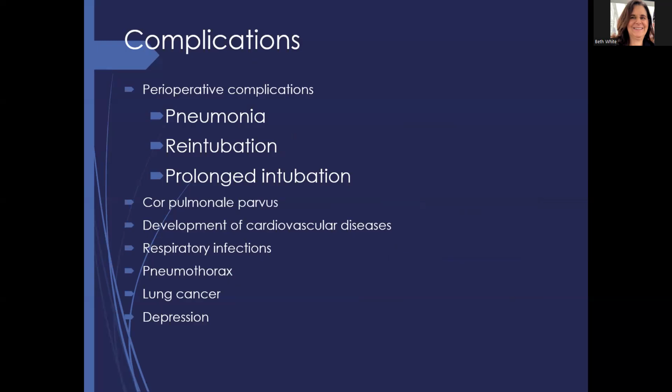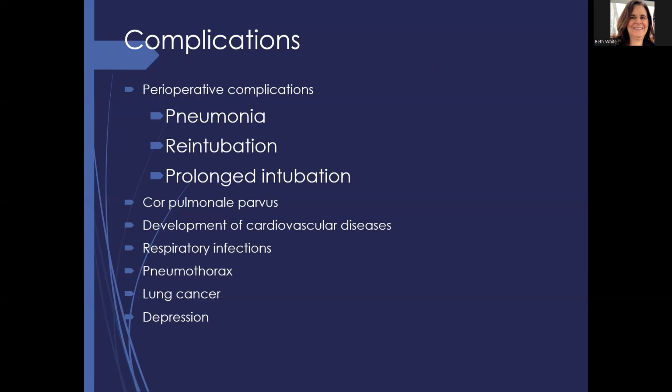Complications of chronic obstructive pulmonary disease. Perioperatively, so the patient's going to have surgery, they could get pneumonia afterwards. They could be very difficult to wean, so they may have to get reintubated, or they may have prolonged intubation. Once they are intubated with COPD, it may be hard to get them off. They could get cor pulmonale, which is heart failure. Development of cardiovascular diseases: we talked about this a little bit, but the harder the heart has to work, the more stress you put on the heart muscle, the less efficient it is going to be, and it can ultimately end up in cardiovascular disease.